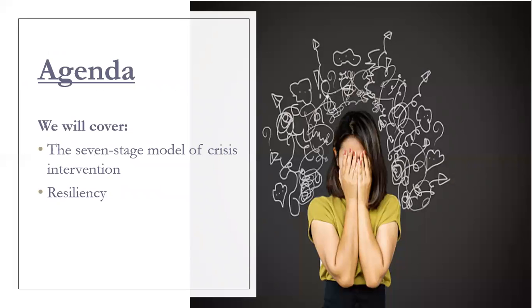Agenda. I will be covering the 7-stage model of crisis intervention when you are finding a person in a crisis situation. These are the 7 steps that you should be able to go through once you get a familiarity of the process. And then finally, I will teach you resiliency.